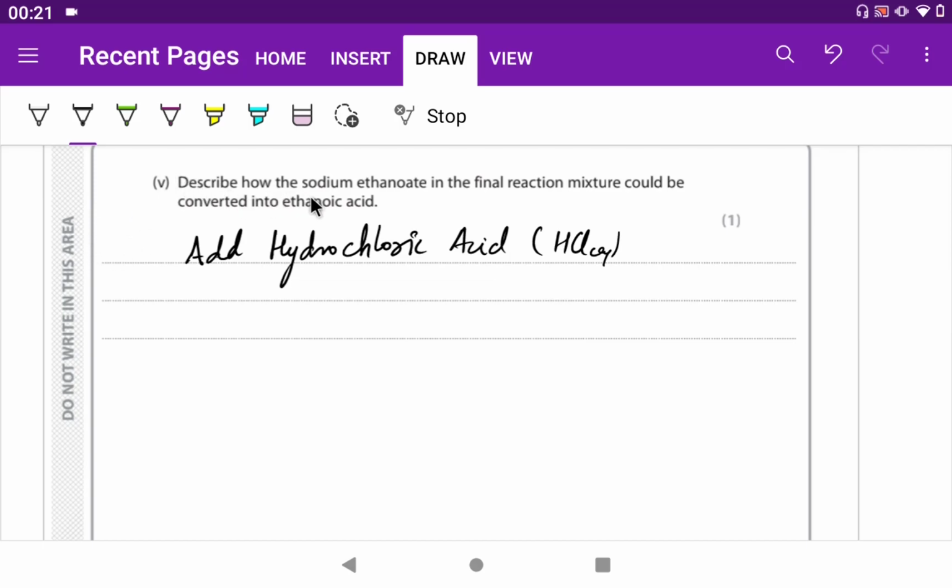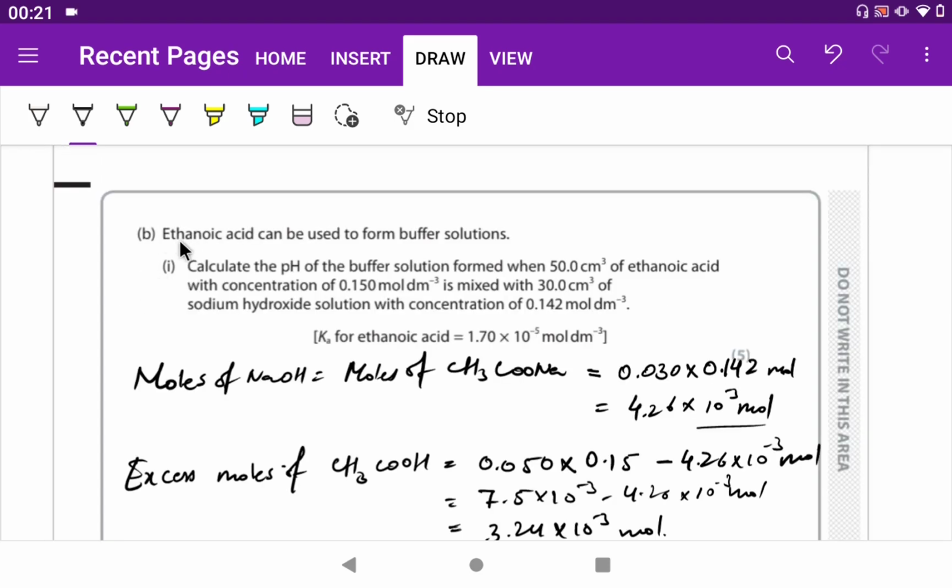So the fifth part, describe how sodium ethanoate in the final reaction mixture could be converted into ethanoic acid. Add more hydrochloric acid, HCl. So part B, ethanoic acid can be used to form buffer solution. Calculate pH of buffer solution formed when 50 cm³ of ethanoic acid with concentration of 0.15 mol per dm³ is mixed with 30 cm³ of sodium hydroxide solution with concentration of this. Ka for ethanoic acid is this.